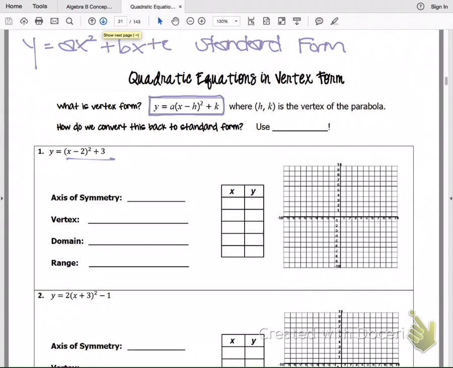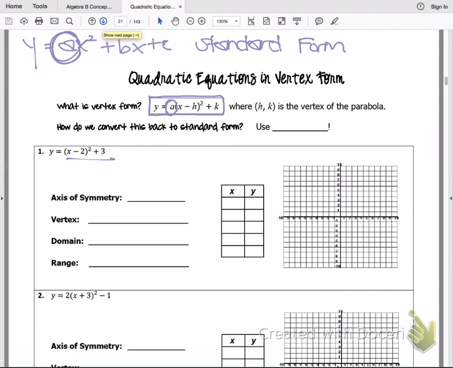Things that we know from vertex form. Let's review standard form quickly. Standard form, what did this a value out front tell us? It told us the a in finding the axis of symmetry. It also told us what? Whether it opened up or down. A in vertex form tells us the same thing. Tells us whether it opens up or down. Okay?